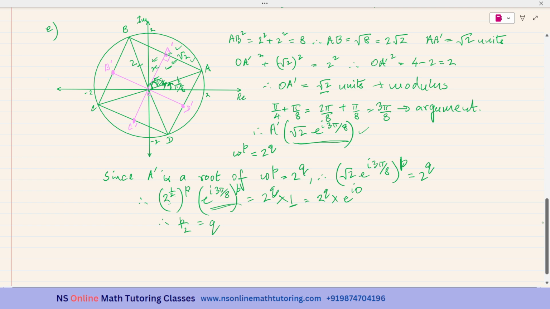2 to the power of p over 2, and over here on the right side it is 2 to the power of q. So equating these two, I have this equation: p over 2 equals q. I know p is a positive integer and q is also another positive integer, and I have to find the least value of p.